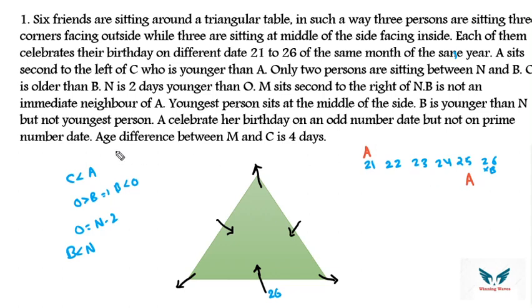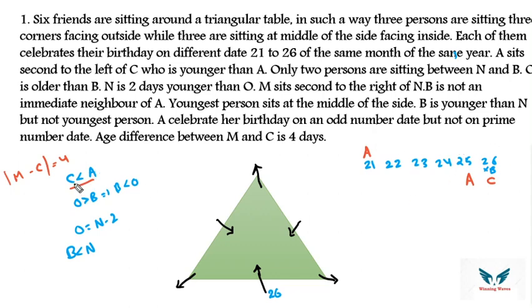The age difference between M and C is 4 days. We don't know out of M and C who is bigger and who is smaller, right? Depending on the given conditions, we have got the information like this. Already we came to know that C is less than A. So in the bottom possibility you can put C here, and in the top possibility you can put C here, everywhere. Why?